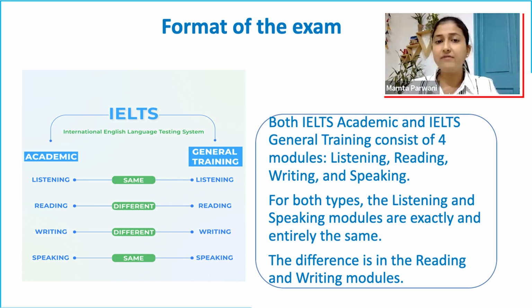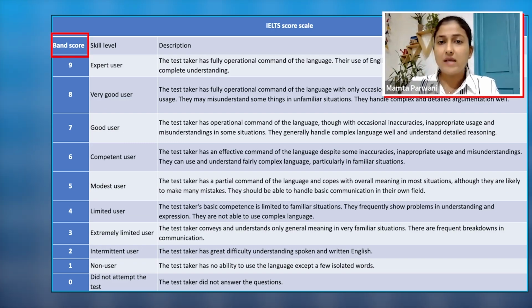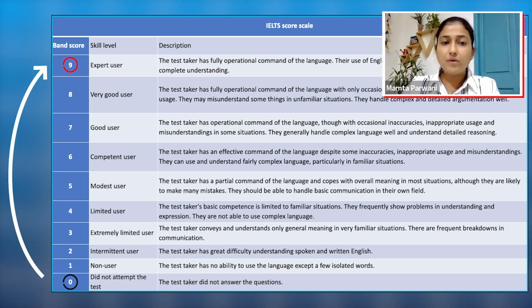Okay, I hope you have now clearly understood which exam you have to appear for, academic or general training. Plus, you have understood that there are 4 modules and why these 4 skills are important to check your English proficiency. These 4 modules are judged on a scale of 9, as I have already mentioned. These are the band scores. As you can see, 0 to 9. 0 means did not attempt the test and 9 means expert user.